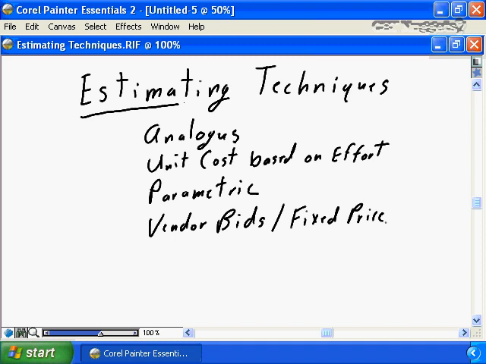Specific estimating techniques you may need to bring into play as you're developing your cost estimates for each work breakdown structure element. You may need to apply an analogous approach, i.e. the same as. The last time we completed a project element like this, it took us a certain dollar or a certain time effort.